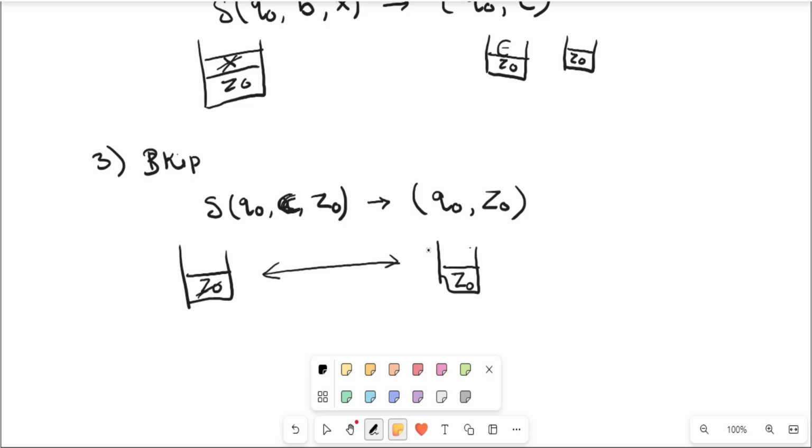With the help of these three operations, we are going to implement different automata. So in the next video, we are going to see how push down automata work.